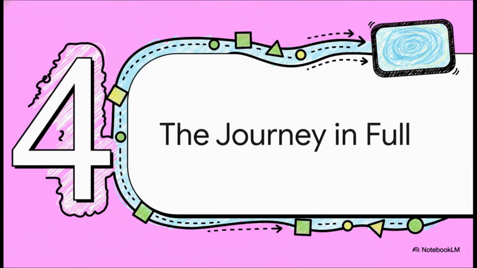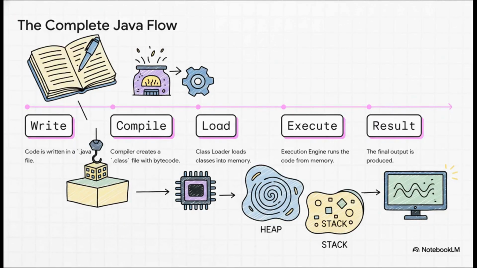All right, we've looked at all the individual pieces of the puzzle, so now let's zoom out and put it all together. Let's trace the entire journey from start to finish. And there you have it, the whole shebang, all in one place. You write the code, the compiler turns it into bytecode, the class loader loads it into memory, which is split up into the heap and stack, then the execution engine runs it, and you get your output. Seriously, every single Java program you ever run follows this exact same path.